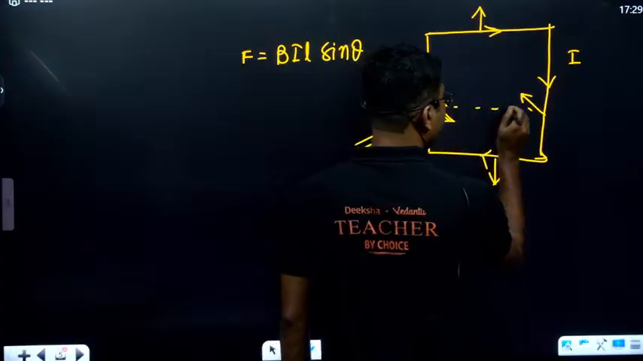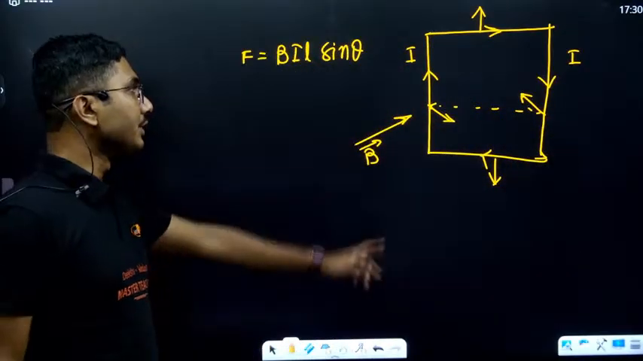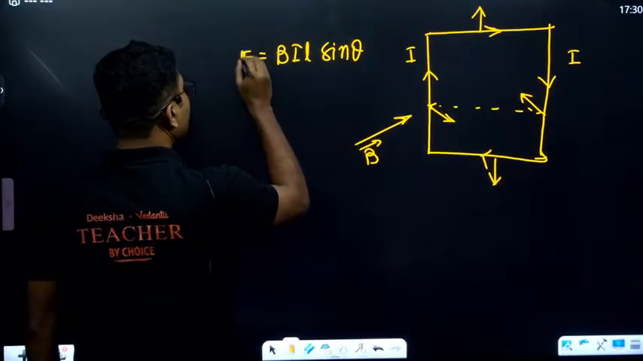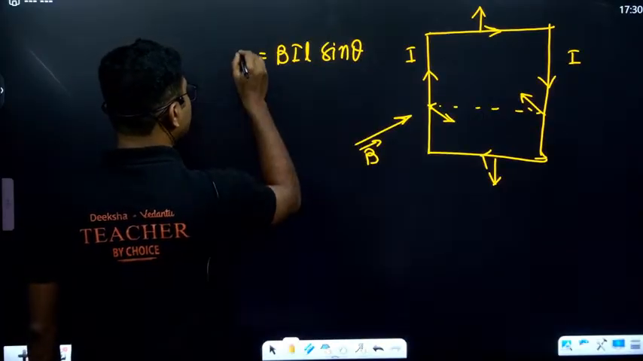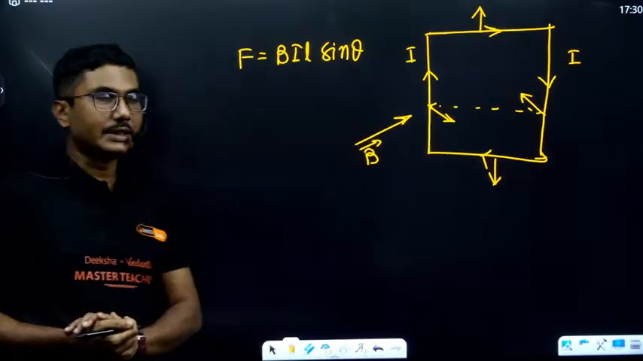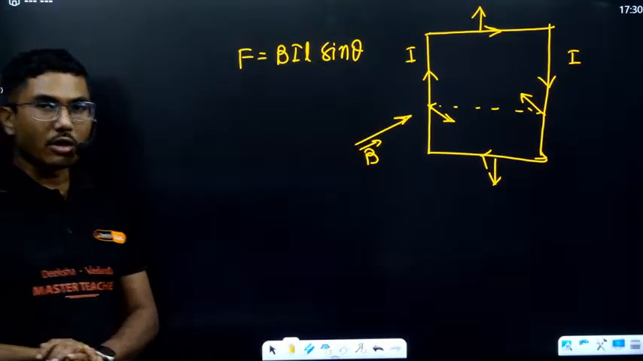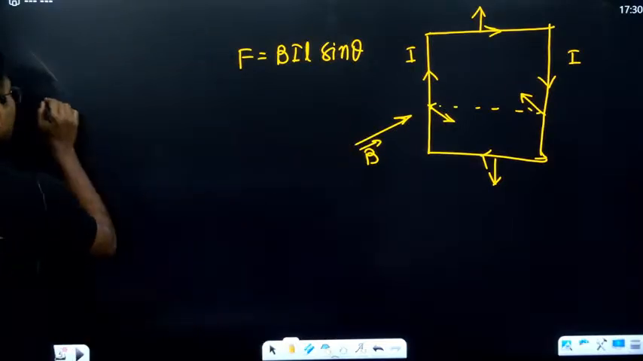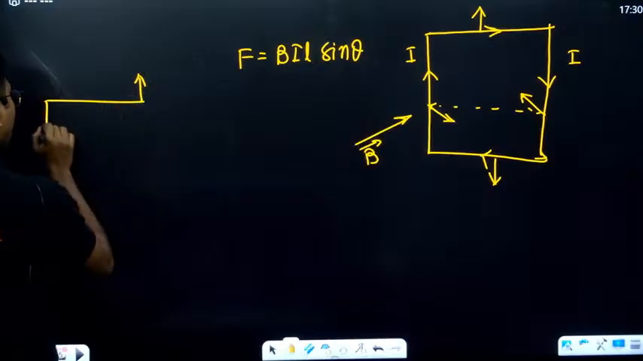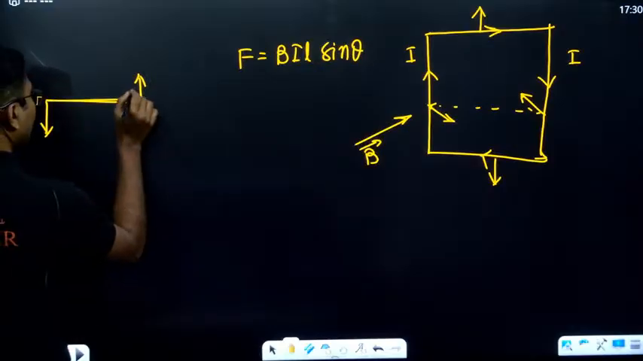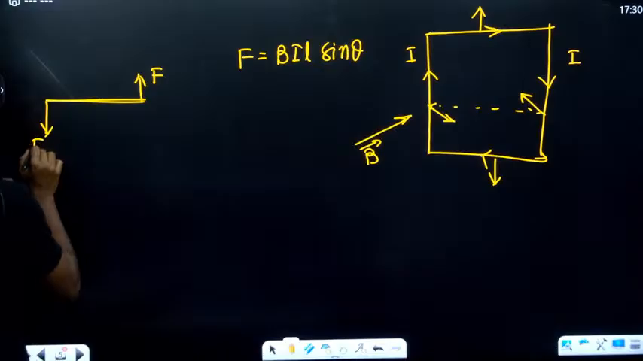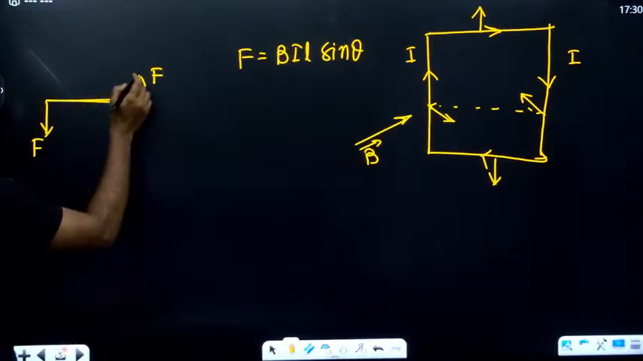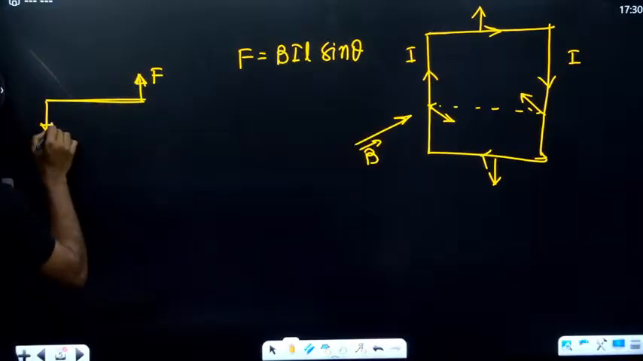You need to find the torque due to these two forces. The magnitude of any one of the forces is given by BIL sin theta. Now we are trying to find the torque. How to find torque? First PUC concept. When there are two forces acting on an object in two different directions, you take the magnitude of any one of the forces. If this is plus, this will be minus.